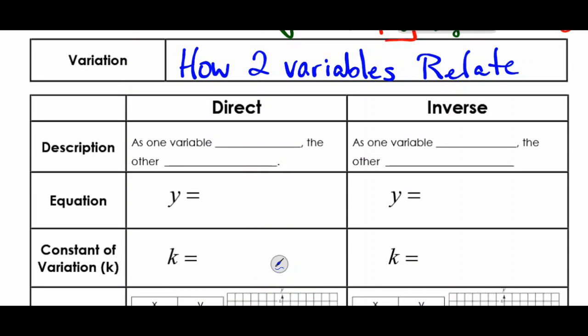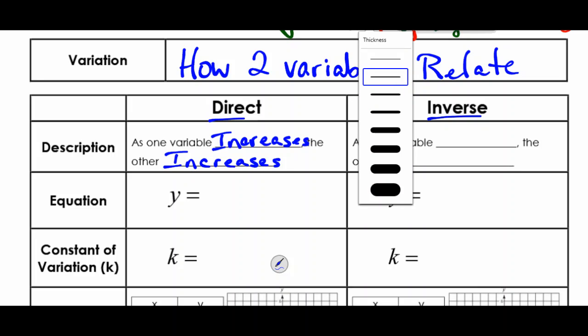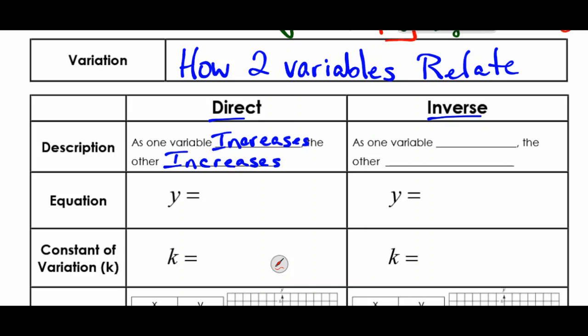This is going to be a general description, not a definition for each of these, for direct and inverse variation. In general, at least when we're dealing with positive numbers, as one variable increases, the other variable also increases. For an inverse, it's the opposite. As one variable increases, the other one is going to decrease.